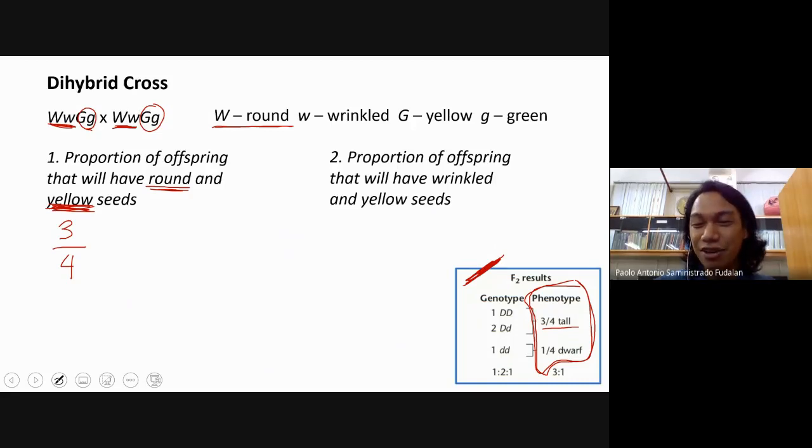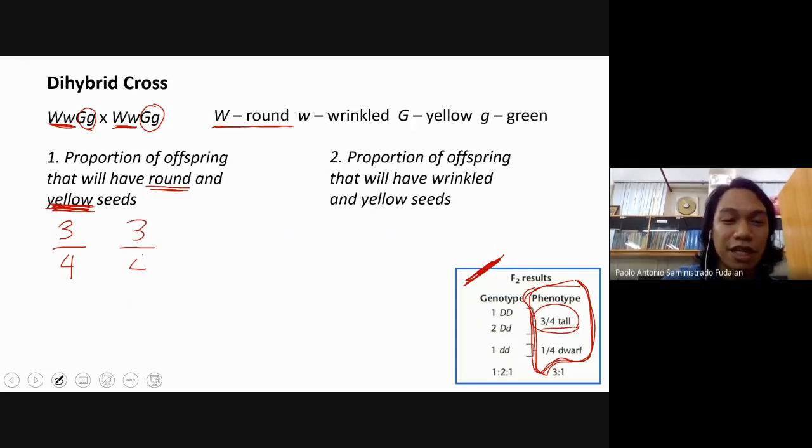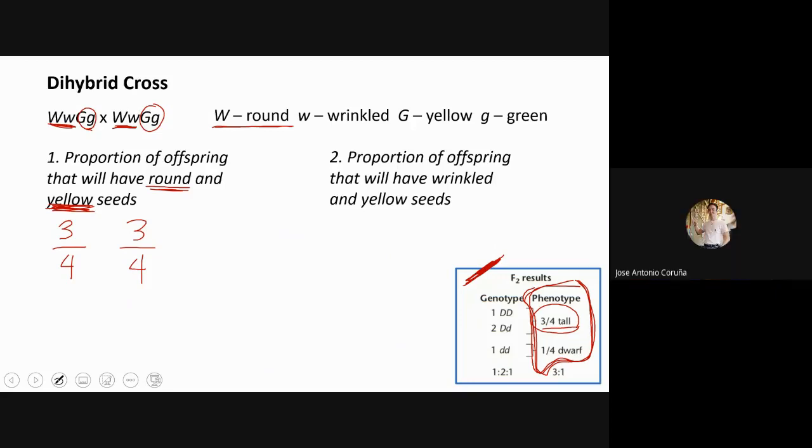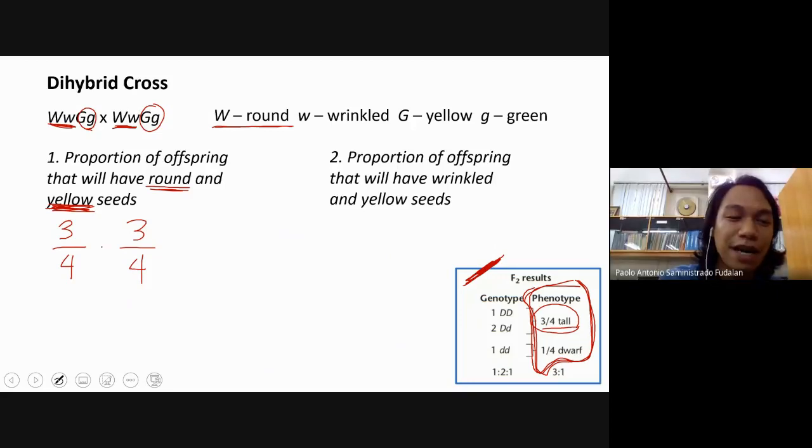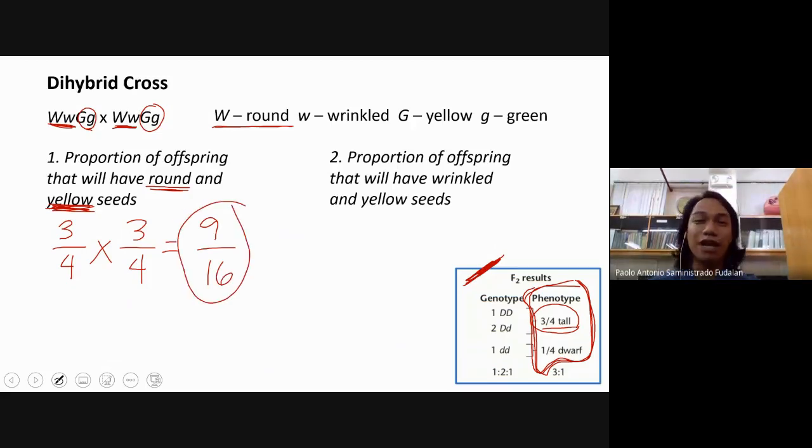And if you go back to your monohybrid cross here, dominants would usually come up 3 out of 4 times. So 3 out of 4 also for yellow. Now, since these happen together, what rule of probability do we use? Multiplication or addition? Multiplication, sir. Yes, so we multiply these. So that's how you got 9 out of 16. Okay, so the answer a while ago was correct.